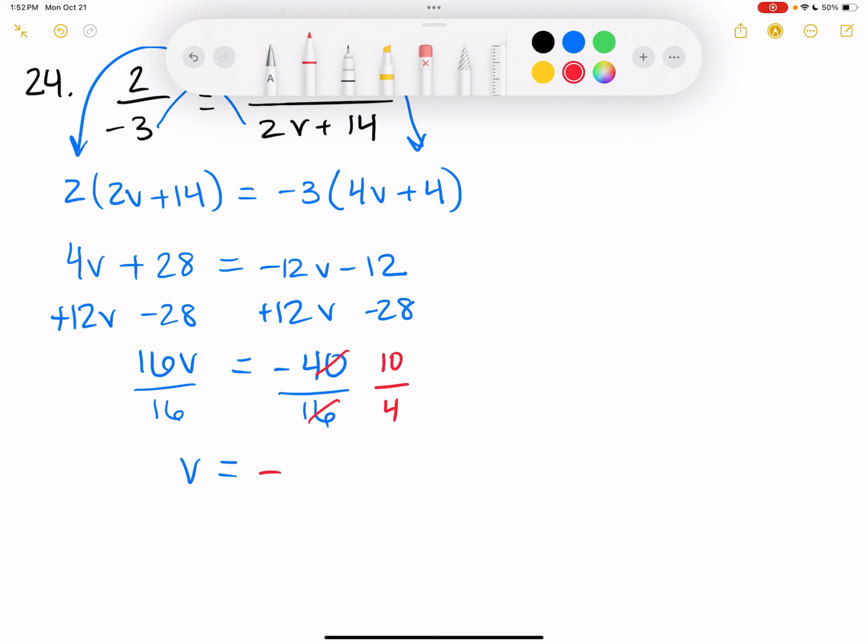What's 10 divided by 4? 2.5. Yep, 2.5. Because I could keep reducing. I could take a 2 out, and I would get 5 over 2, which is 2.5. So v equals negative 2.5. And they do their answers as decimals for this section. If you did it as a fraction, that's fine too. Either way. Any questions about any of these? Starting to make sense, sort of, kind of, not really.